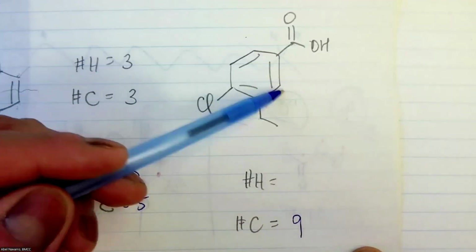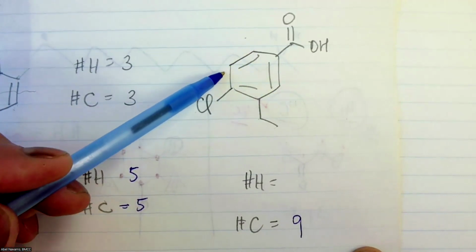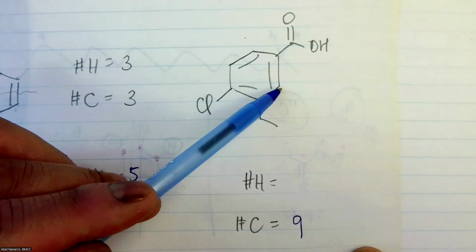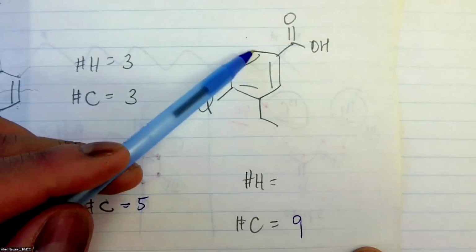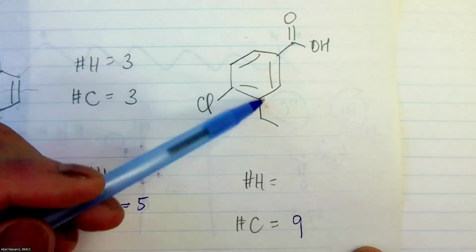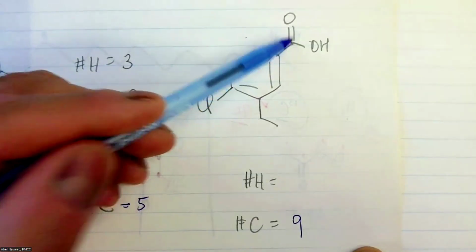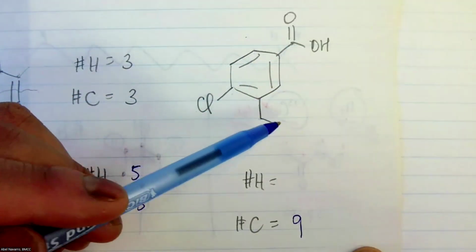These are not equivalent. Why? Because this one is 2 bonds away from the chlorine, and this one is next to an ethyl. This one has no ethyl nearby. So that makes a different chemical environment. Okay, so 1, 2, 3, 4, 5, 6, 7, 8, 9.